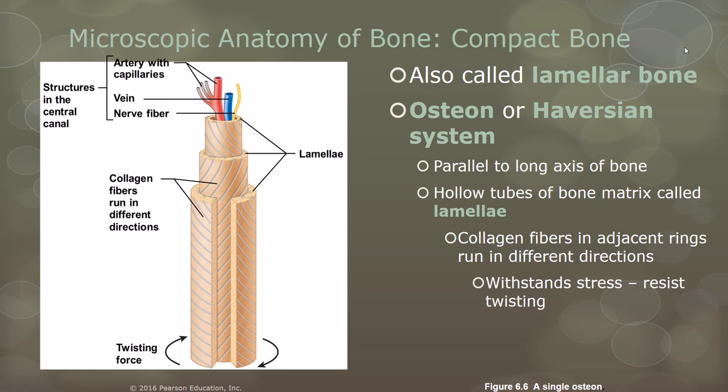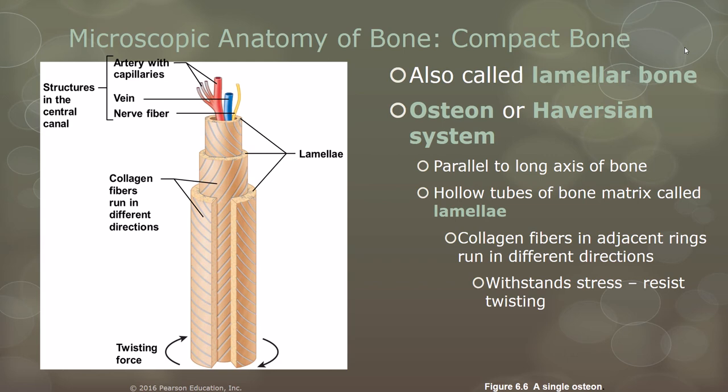Once we've gotten past the cell types in microanatomy, then we have to go back to the macroanatomy for a minute. And that's the compact bone, smooth and dense, and then the spongy bone. Because let's look at what the compact bone and the spongy bone look like microscopically.